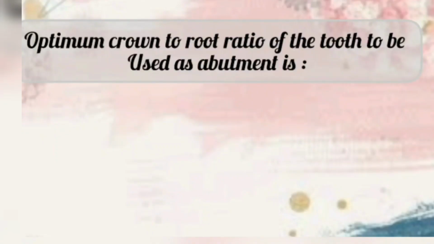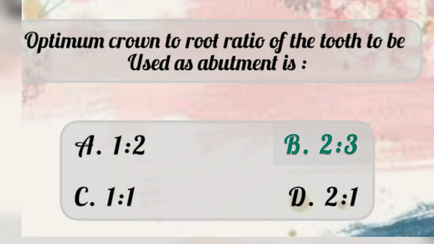Yesterday's question was: the optimum crown to root ratio of the tooth to be used as abutment is? The answer for this question is option B, that is 2:3. ANTE'S law is specially derived for the selection of the abutment, because we have quite a lot of problems when we blindly select the abutment.